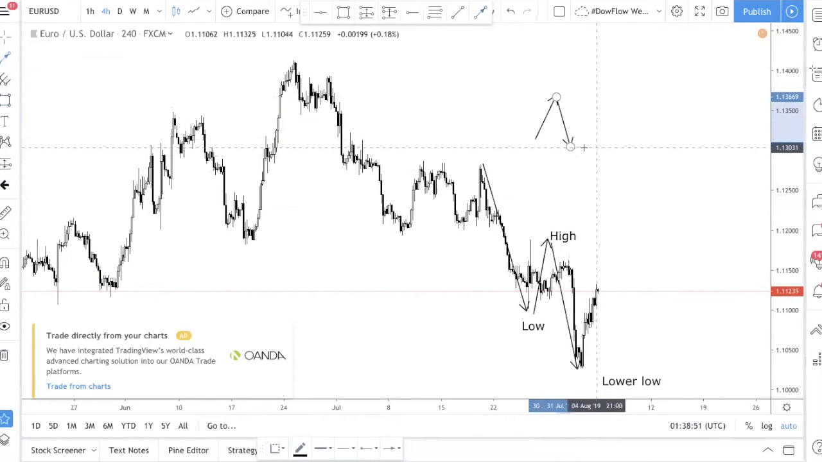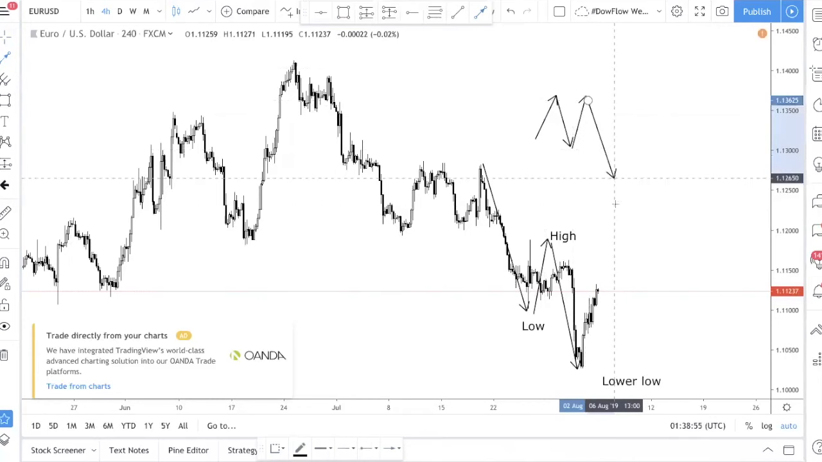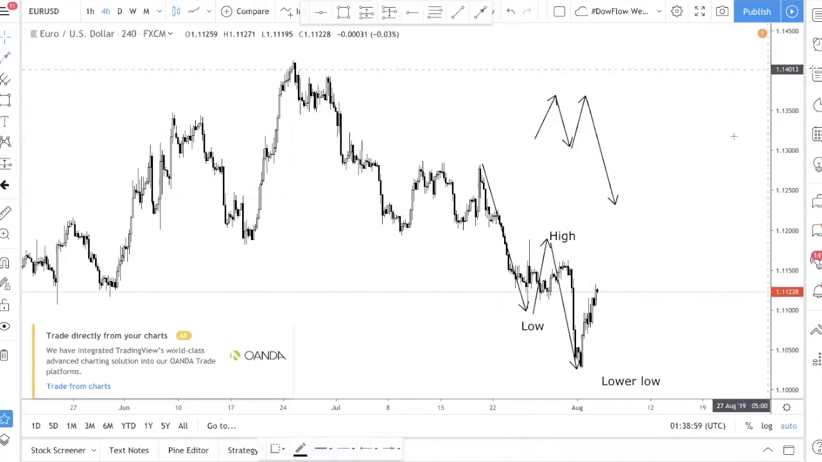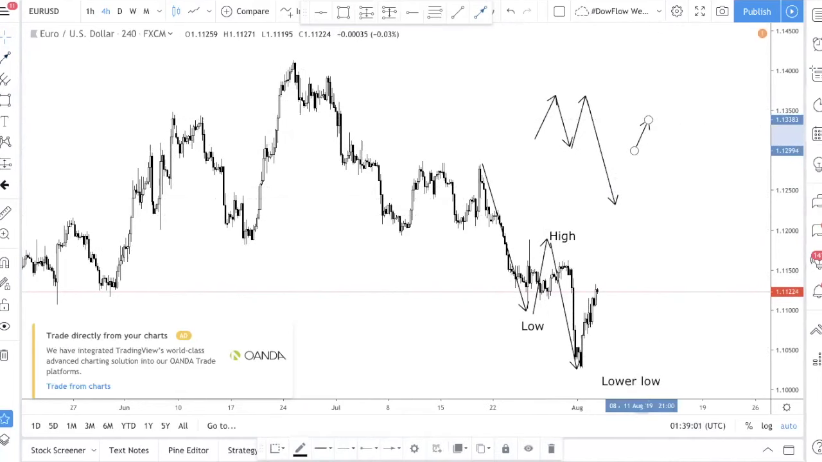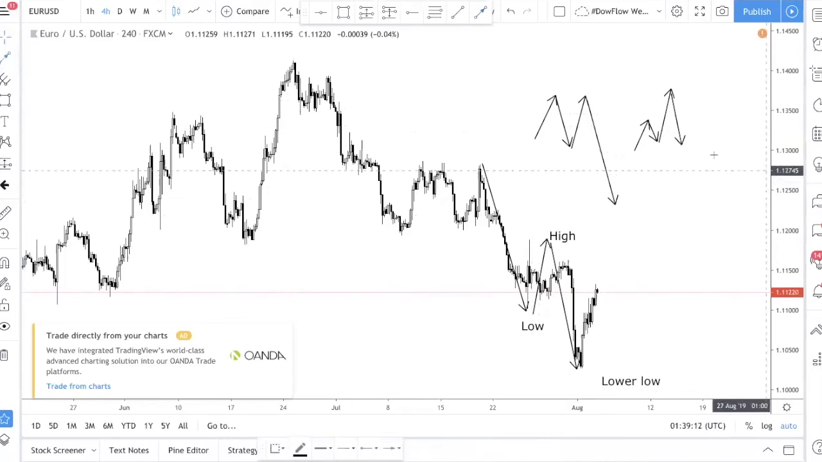This is a double top, right? And the other one will be the head and shoulders. Just pardon me as I draw this. Okay, yes, so this is the head and shoulders.